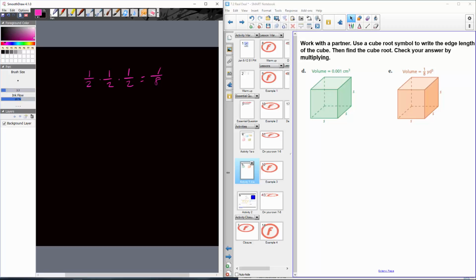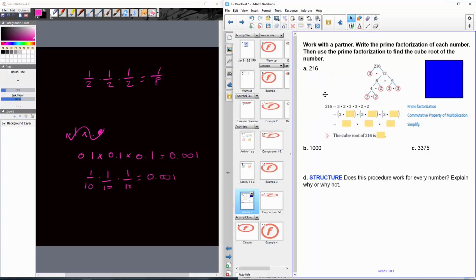For this one with a decimal, I could do a couple of things. Let me try this again. 0.1 times 0.1 times 0.1. And when I do that, I get 0.001. And that's my answer. I could also think about it as 1/10, right? 1/10 times 1/10 times 1/10, and that all equals 0.001.